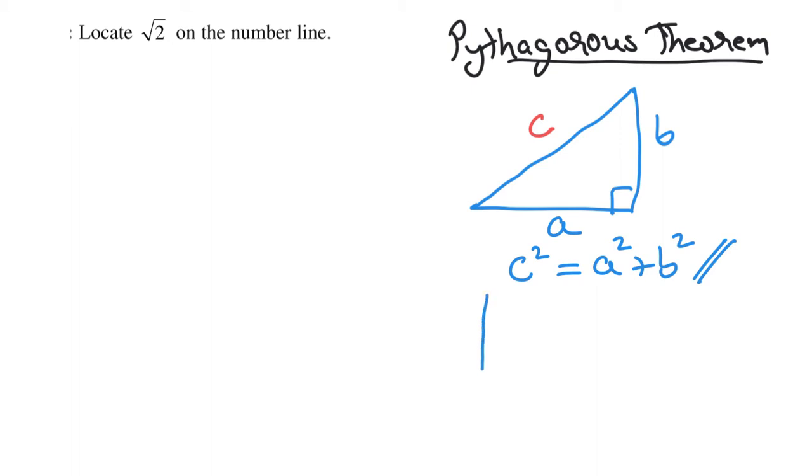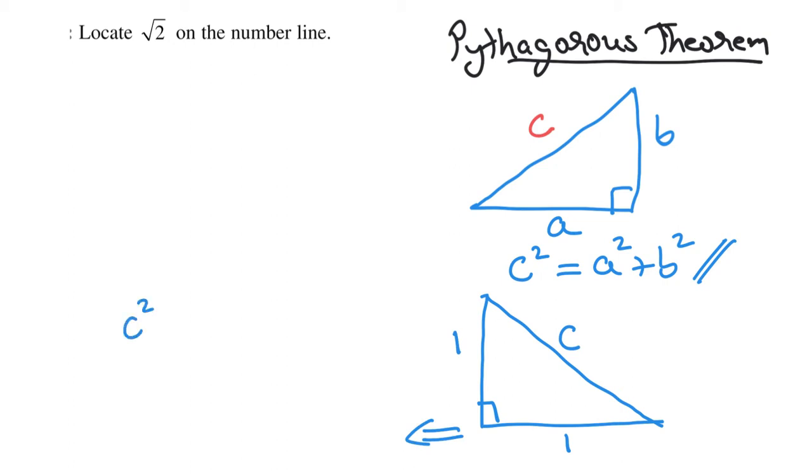Now, let's apply one example. Suppose I have a right angle triangle and the two sides of the triangle are 1 and 1, and let us find the hypotenuse C. How will I apply the Pythagoras theorem? According to the Pythagoras theorem, C squared is equal to 1 squared plus 1 squared. C squared is equal to 1 plus 1. C squared is equal to 2.